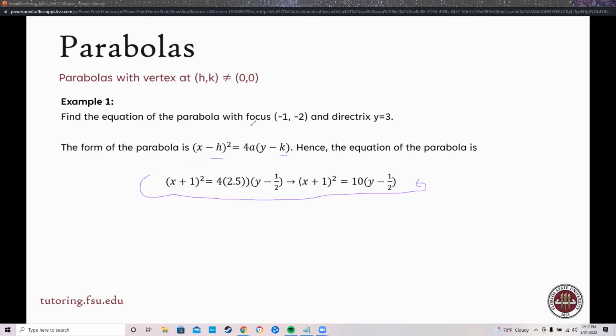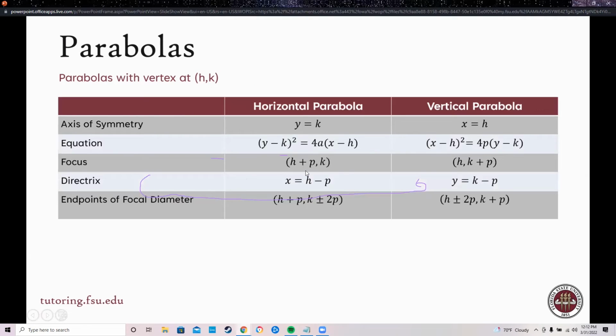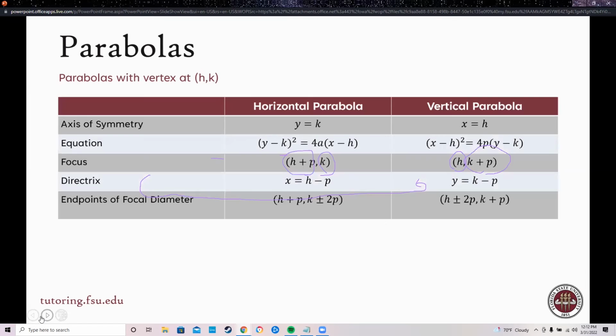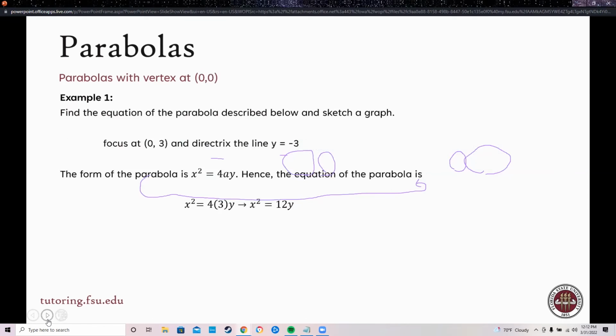They give us the coordinates of the focus, which if you recall, isn't exactly one-to-one like the vertex is. So the focus over here tells us that h is the first value and the second value is actually k plus p, or h plus p and k, depending on if it's a horizontal or a vertical parabola. It is a vertical parabola, so we're going to use the one where it's h, k plus p, because we're working on a vertical parabola.